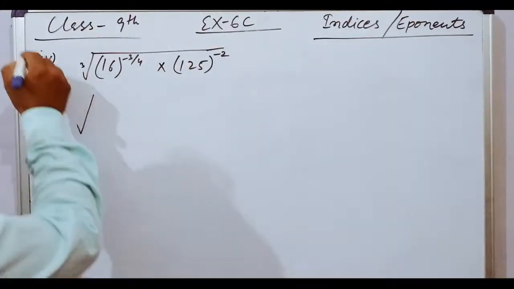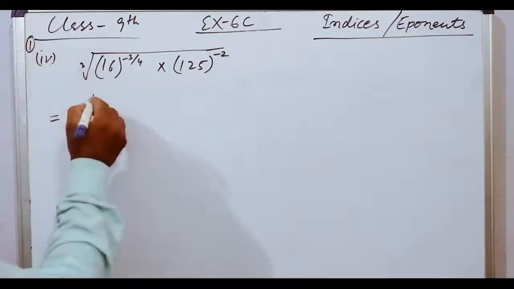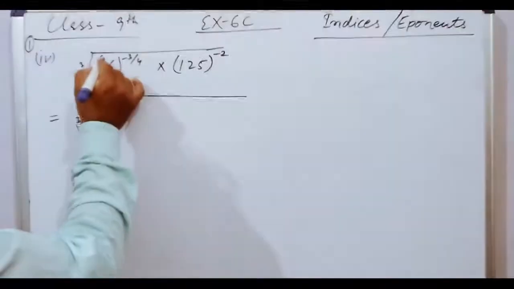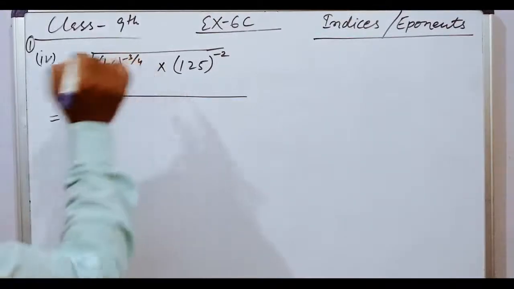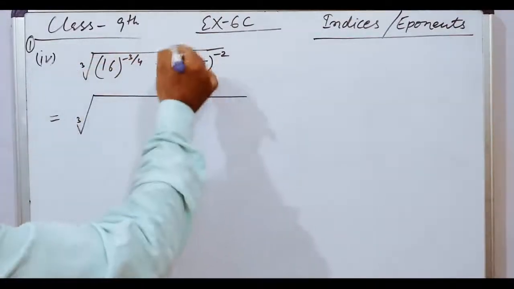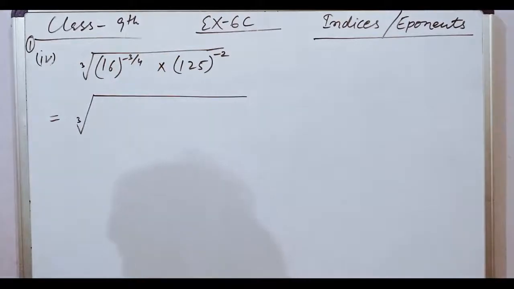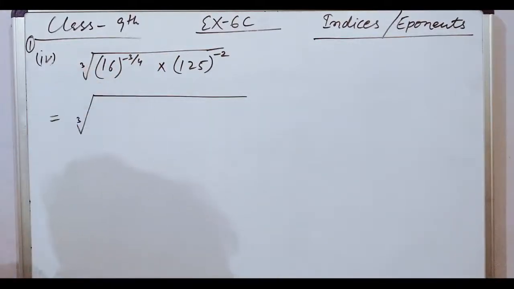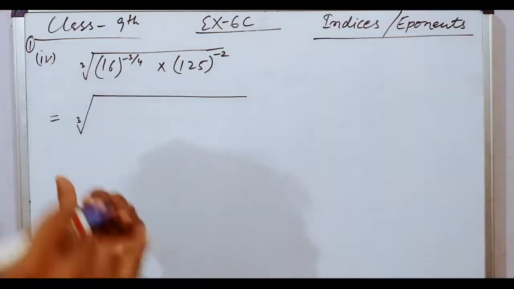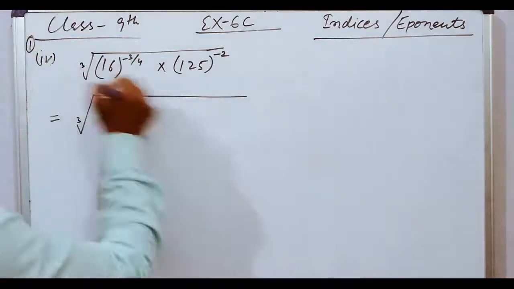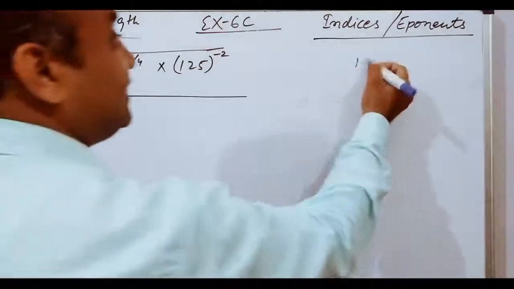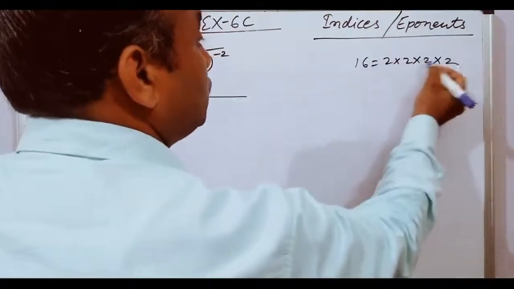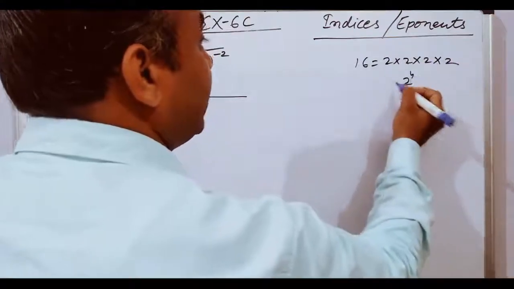Now, dear student, question number 1, fourth part. Cube root of 16 whole power minus 3 upon 4 into 125 to the power minus 2. So, what to do here? 16 can be written in exponential form as 2 to the power 4. 16 is 2 into 2 into 2 into 2: 2, 4, 8, 16. So 2 to the power 4 we can write.